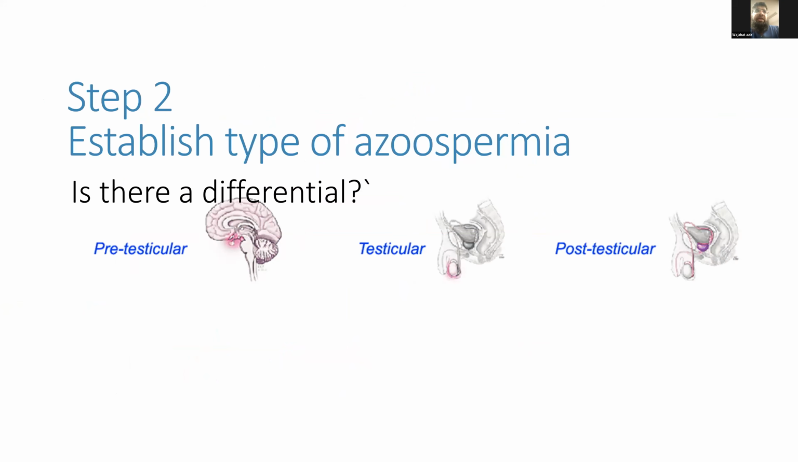So once you have established azoospermia and you have established that this is not a low volume ejaculate, then the differentials are essentially whether it's a pre-testicular, testicular, or a post-testicular cause. Some people like to call it hypogonadotropic or hypergonadotropic, but that terminology is usually much more confusing. So to me, this sounds much more clear, just like we classify jaundice.